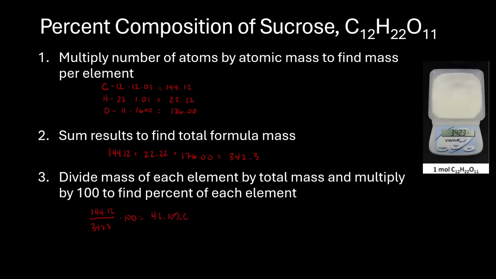42.10% carbon. If we do the same thing for all of them, 22.22 divided by our total mass of 342.3, we should get 6.49% hydrogen, and 176.00 divided by 342.3 times 100 equals 51.40% oxygen. A quick way to check to make sure that you got it right is that the percentages should all add up to 100 if you've calculated it for each of the atoms that make up the original molecule.